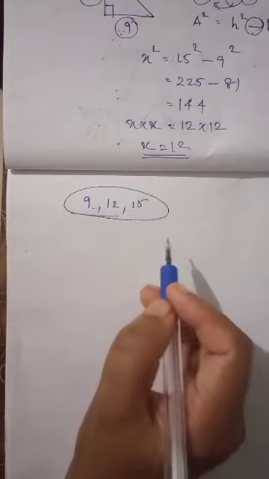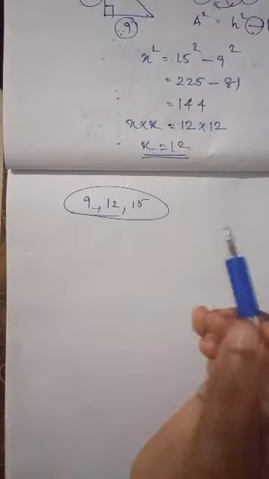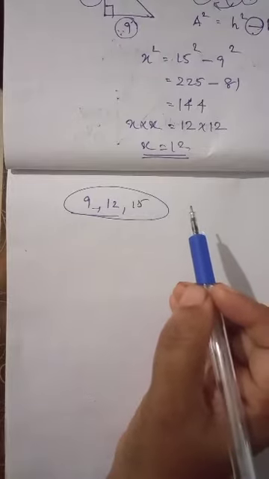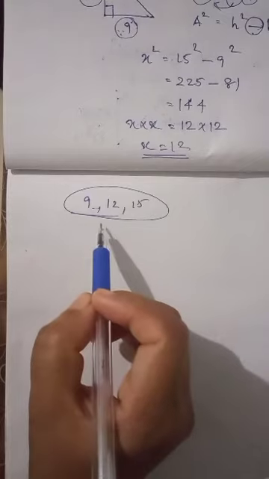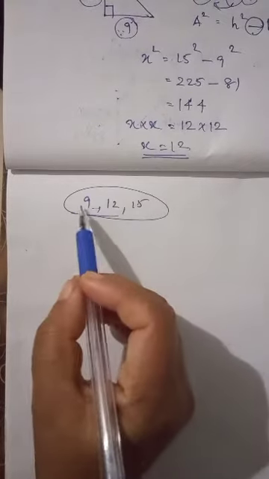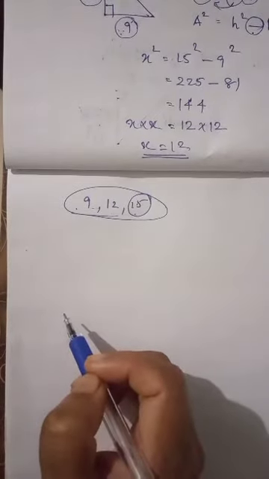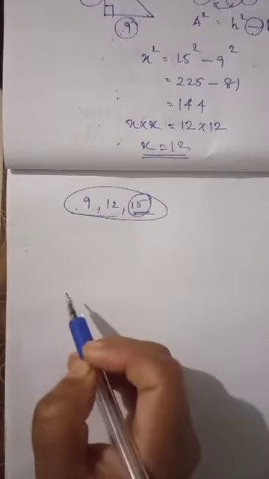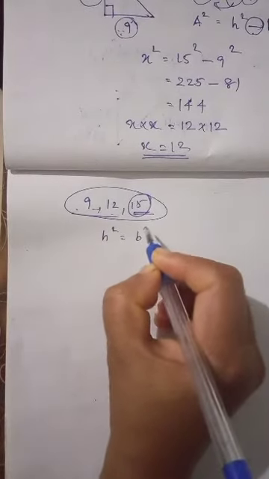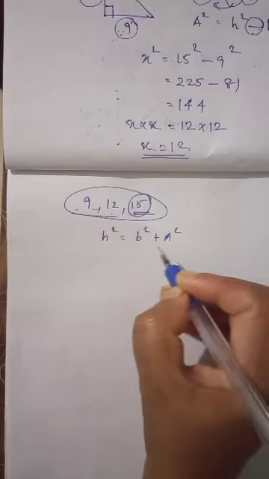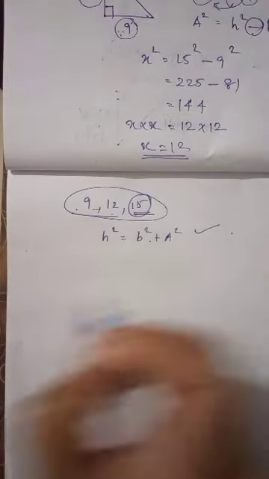Pythagoras theorem states that in a right triangle, hypotenuse square is equal to the sum of the squares of the other two sides. Here 3 sides are given. Here hypotenuse is 15 because it is the longest side. So hypotenuse square is equal to base square plus altitude square. If both of them are equal, you can say that it is a right triangle.